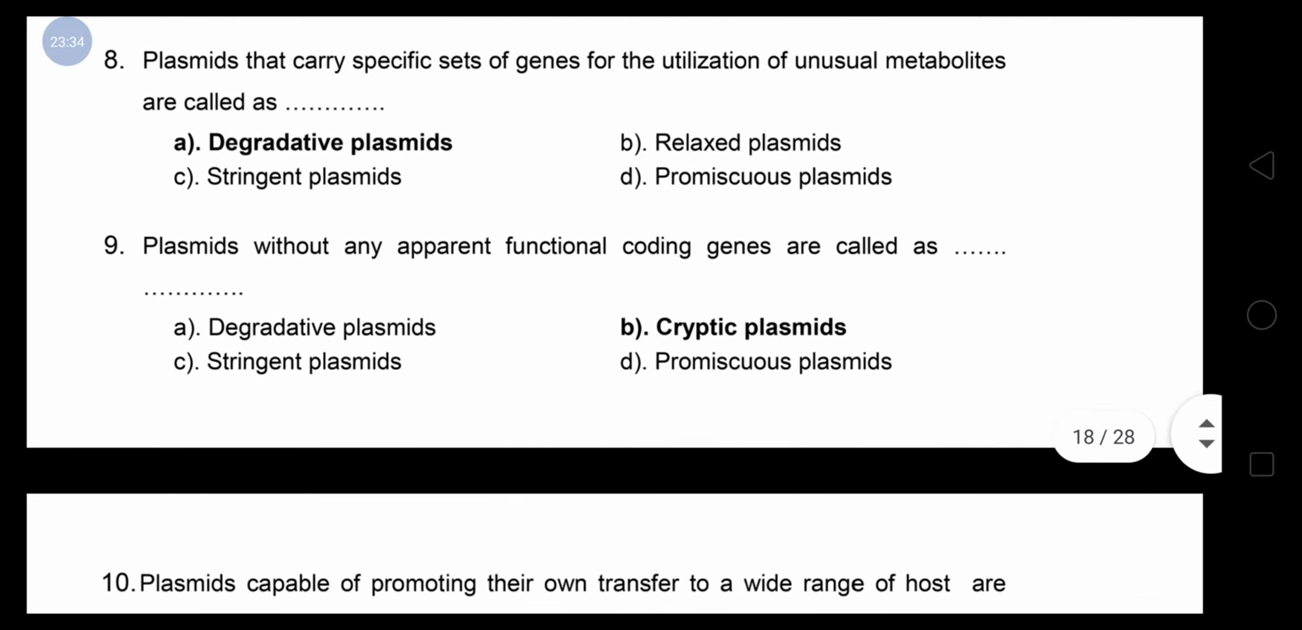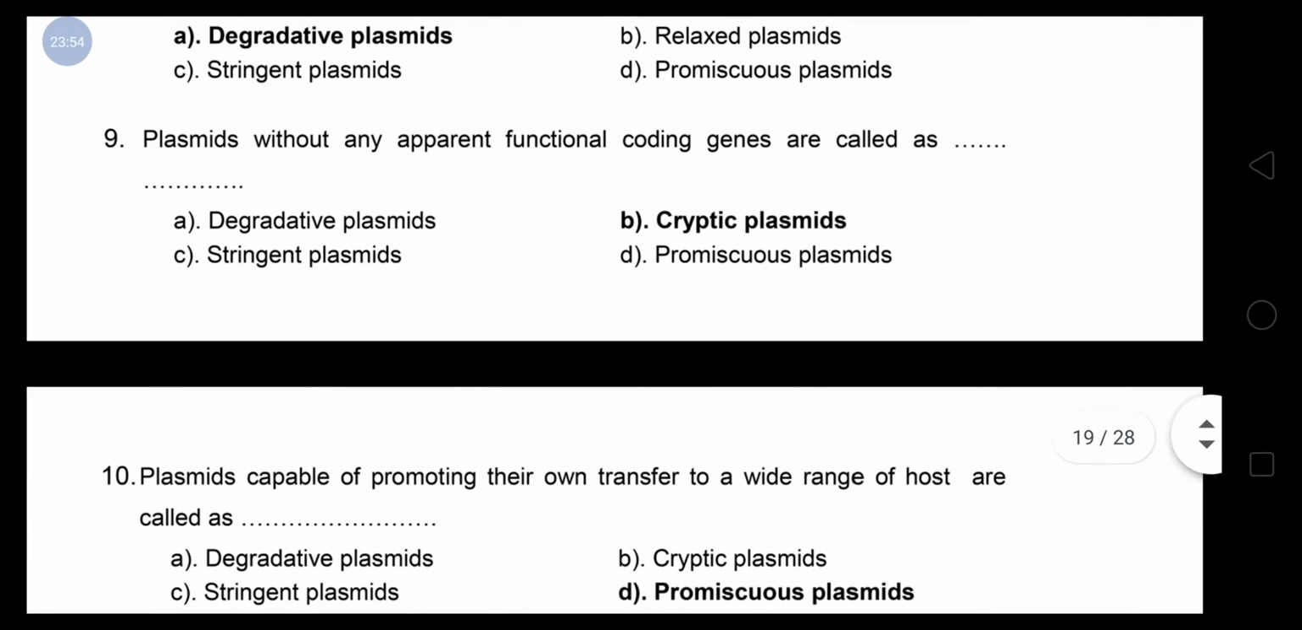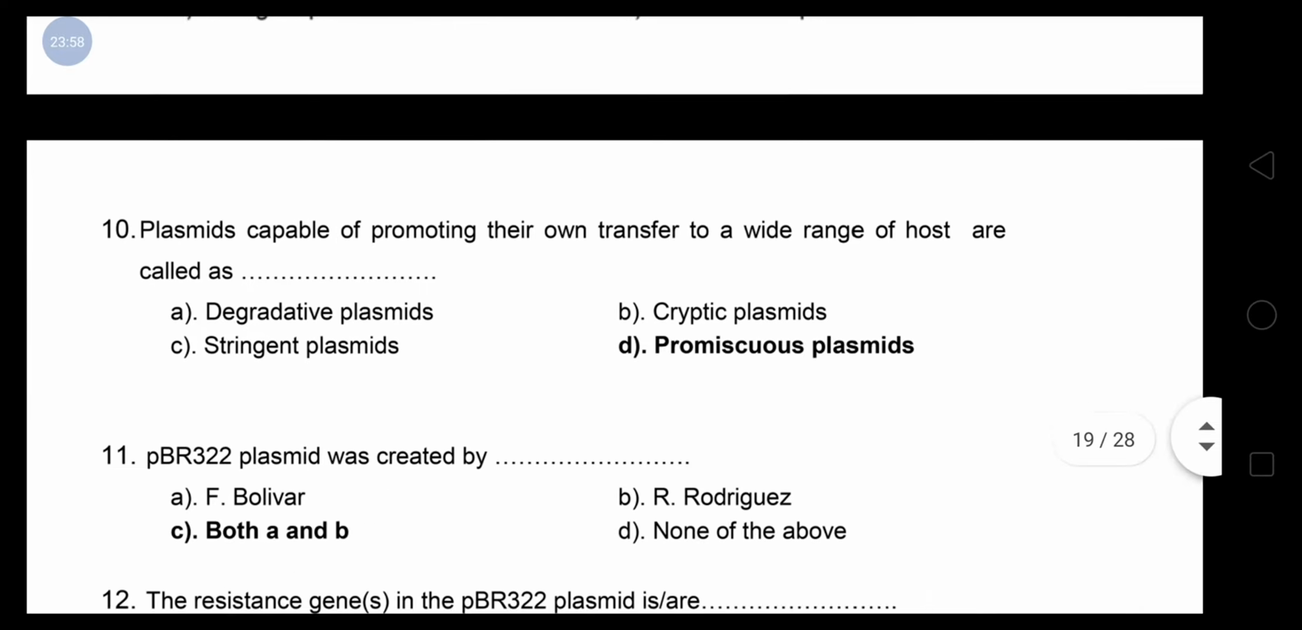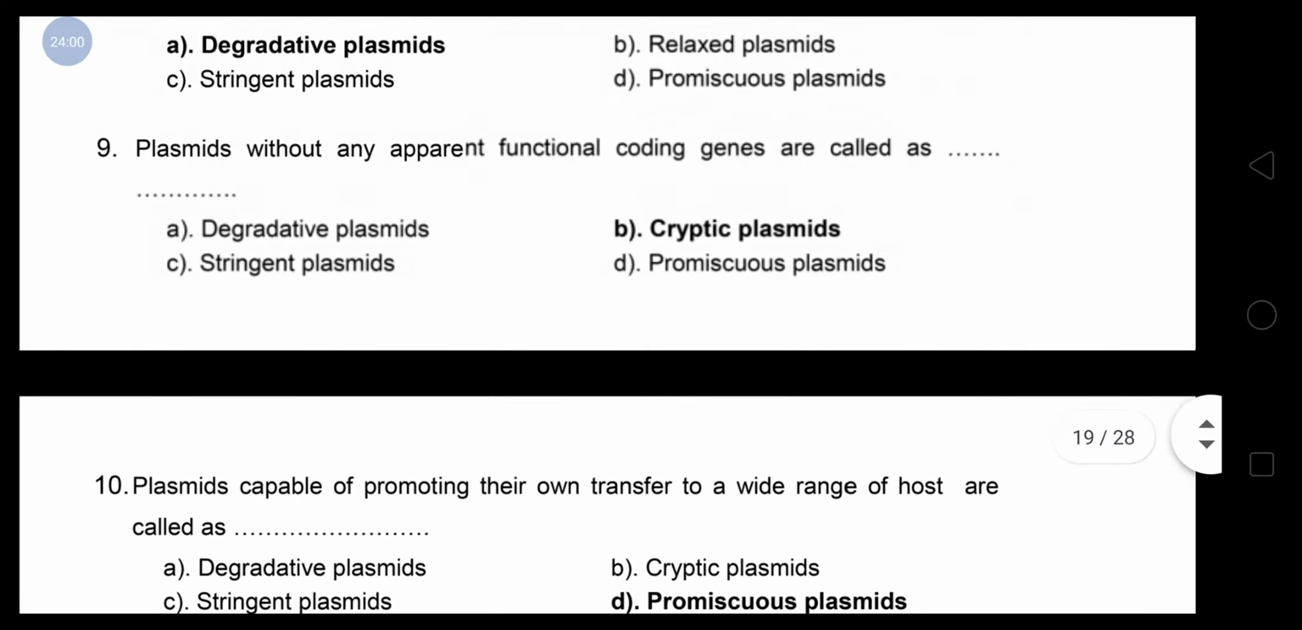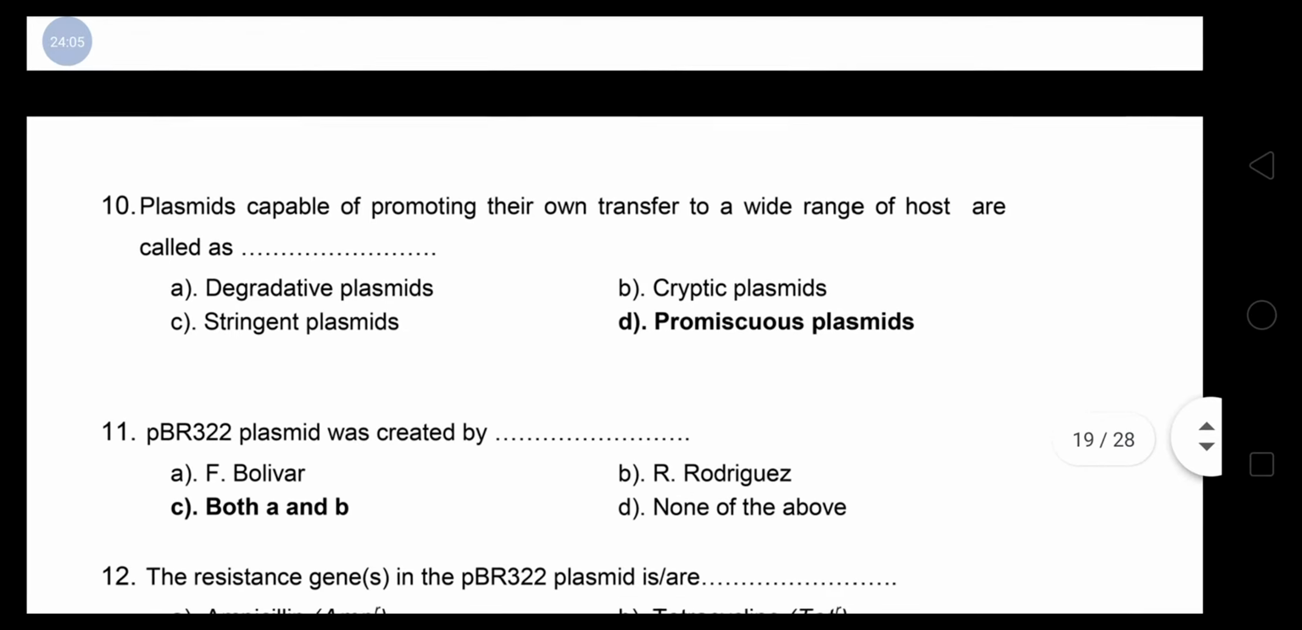Plasmids that carry specific sets of genes for the utilization of unusual metabolites are called degradative plasmids. Plasmids without any apparent function coding genes are called cryptic plasmids. That means they don't code for a specific function.